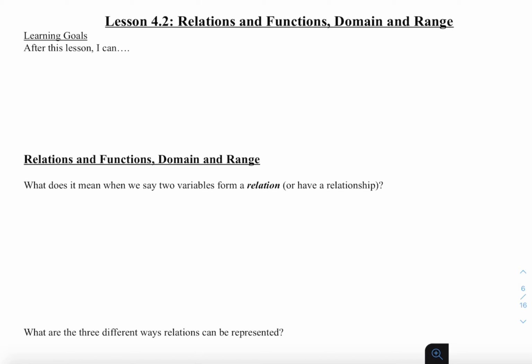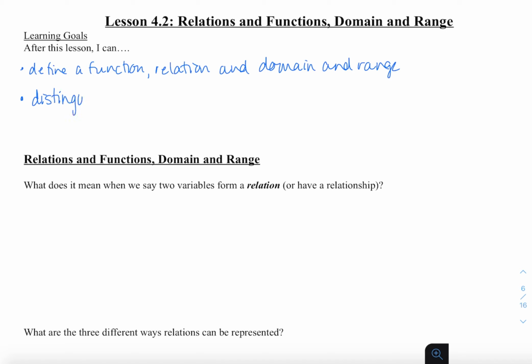After this lesson, you will be able to define a function, relation, and you will also be able to define what domain and range are. So just the definitions of these words you will know by the end of this lesson. The other thing you'll be able to do is distinguish a function from a relation.